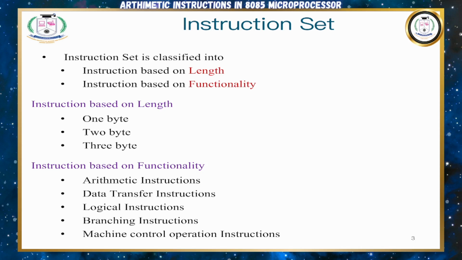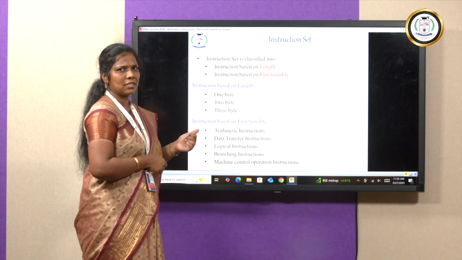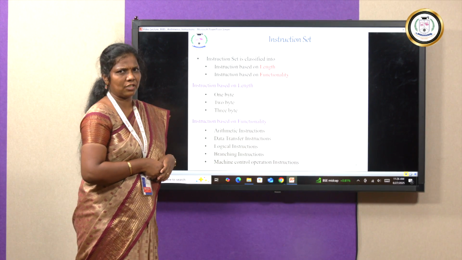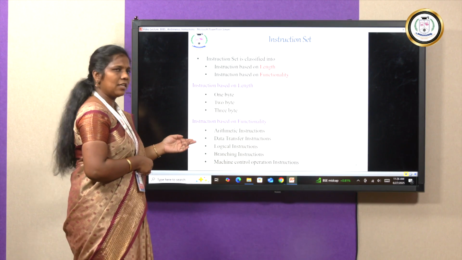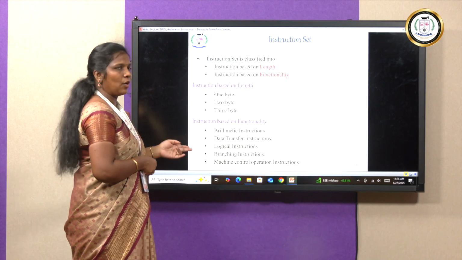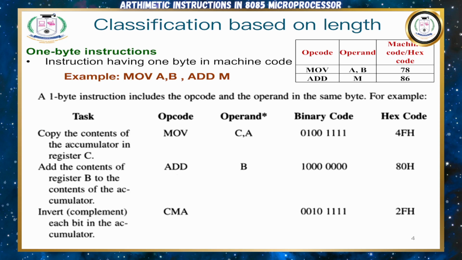So what is an instruction set? The instruction set is classified into two based on the length and functionality. When we classify based on the length, it is 1 byte, 2 byte and 3 byte instruction. When we classify based on the functionality, it is arithmetic, data transfer, logical, branching and machine control operation instructions. So first we will see what is 1 byte, 2 byte and 3 byte instruction.